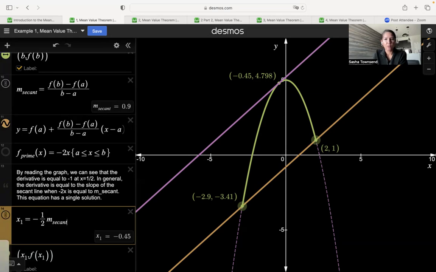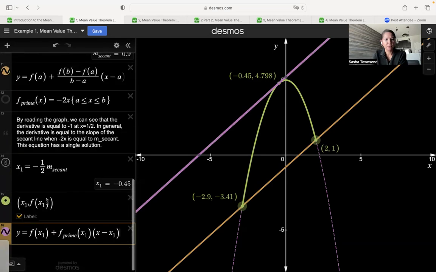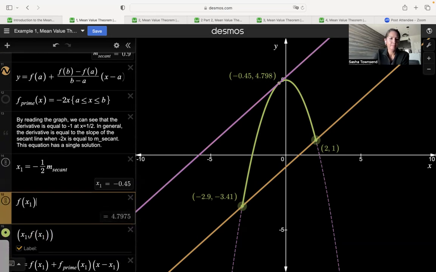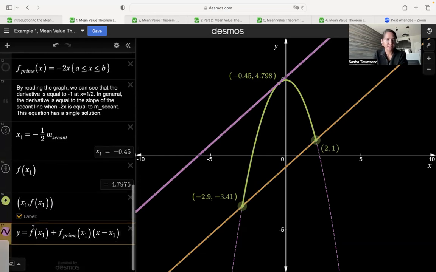And then the corresponding y value is right here. We can find that by plotting the point, or you can just evaluate the function at x1. And so we get that value. And if we draw the tangent line there, we see that the tangent line is parallel to the secant line, so the instantaneous rate of change is equal to the average rate of change.